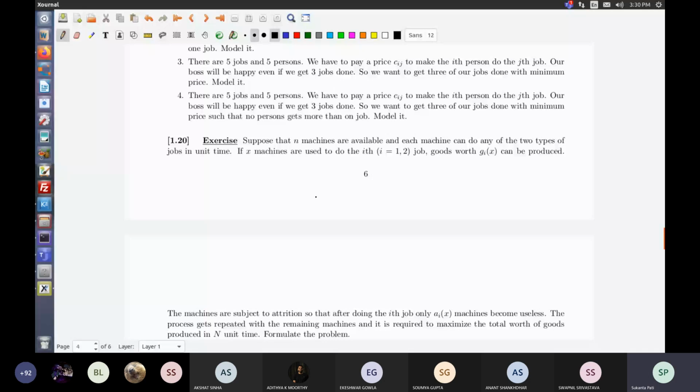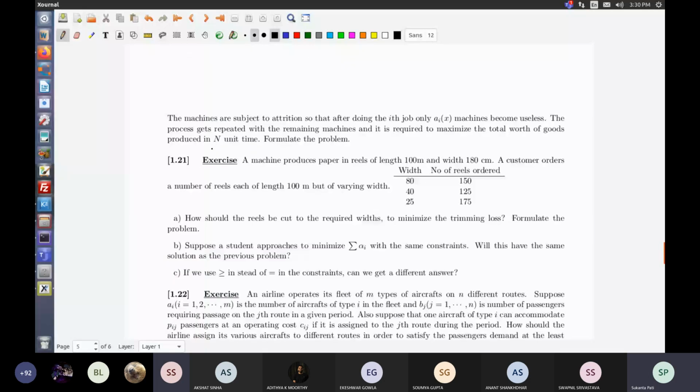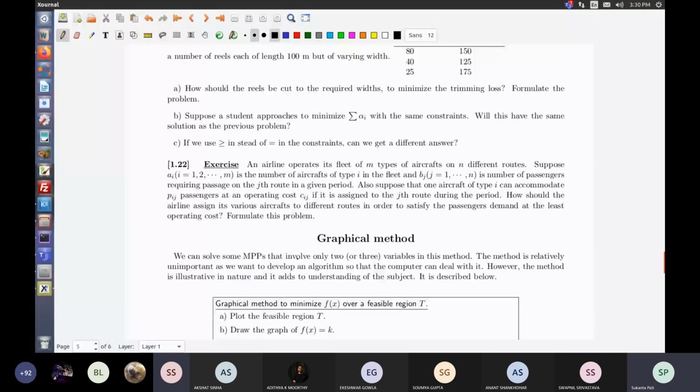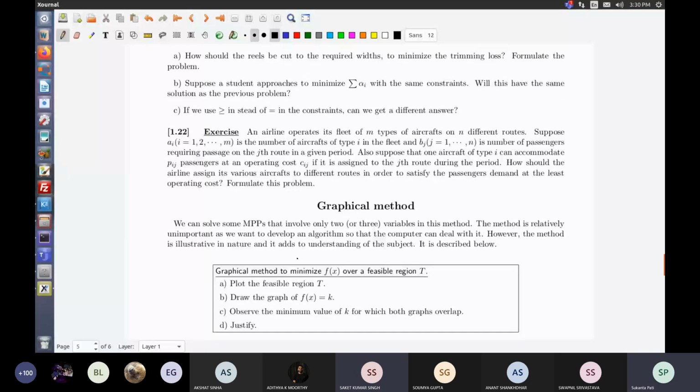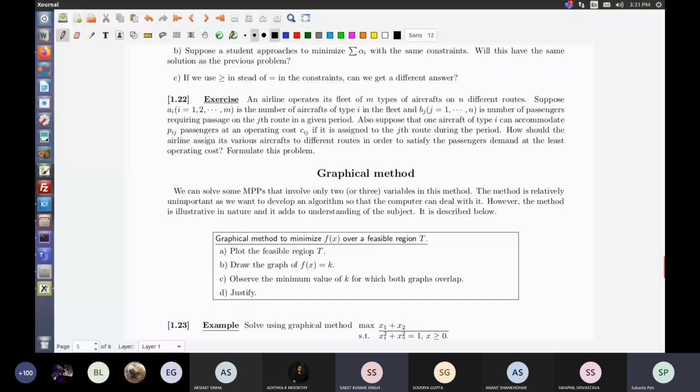Excuse me, sir. Sir, will the plus be marked when you give us the PDF? This PDF only. Whatever modification I am doing, with the modification, that PDF I will be sharing. So this will be visible. I will not send it as an email. It will be posted here. You can download it.